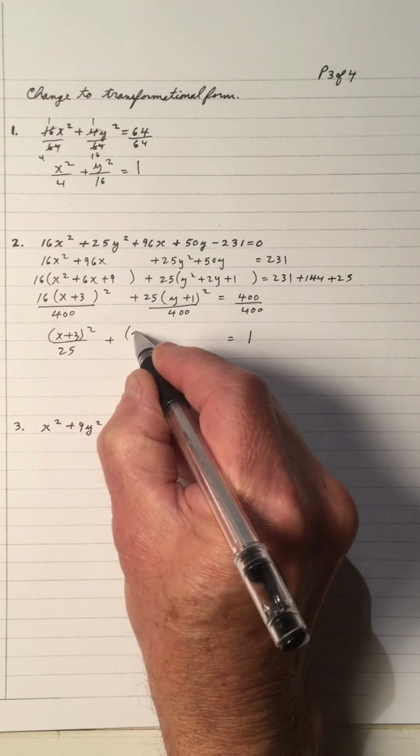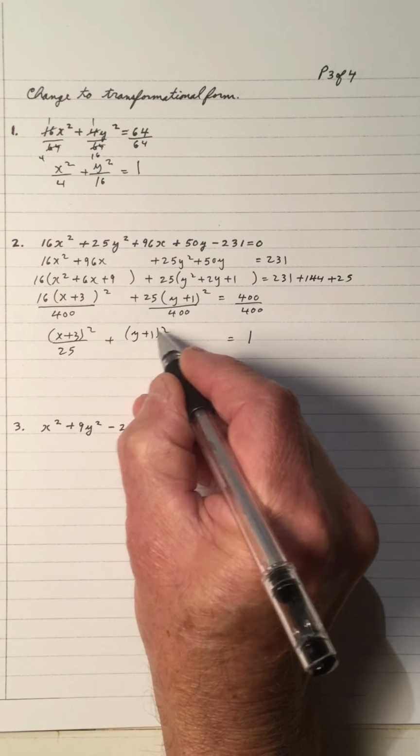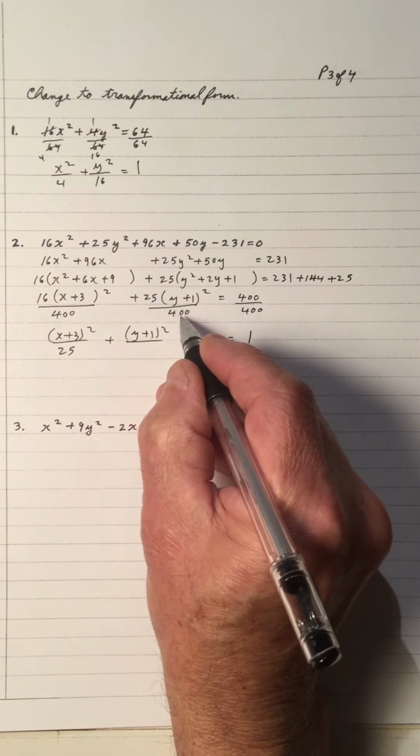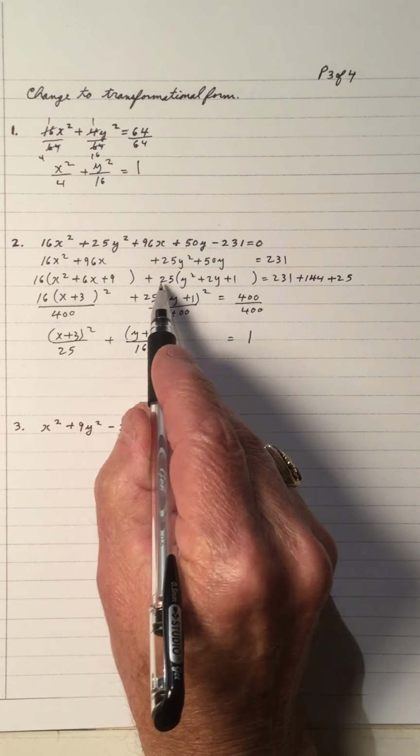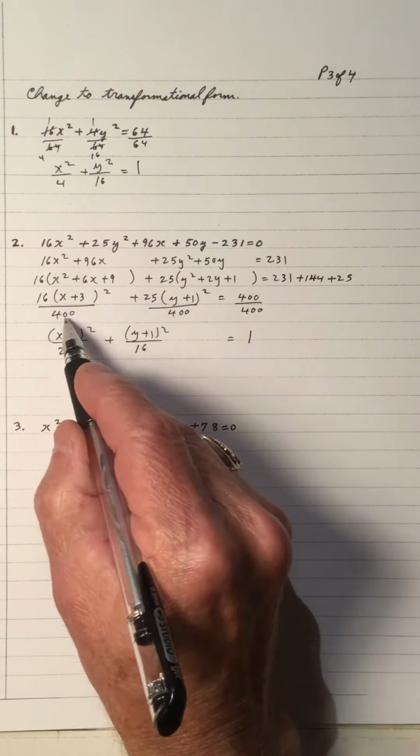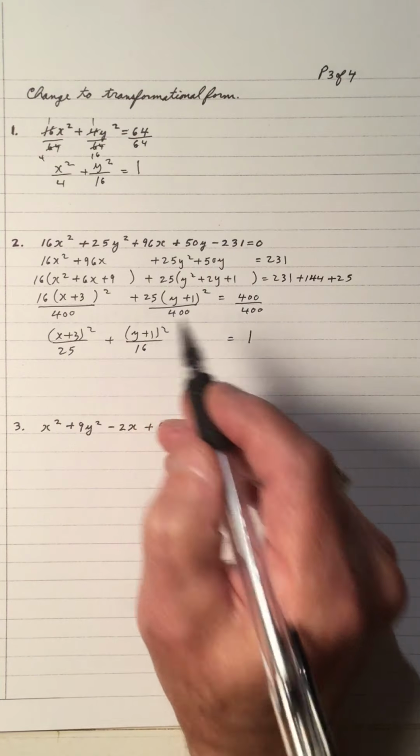And we get y plus 1 all squared. So 25 into 400 goes 16. And 16 times 25 is 400. So when you divide, you get 25. When you divide here, you get 16.